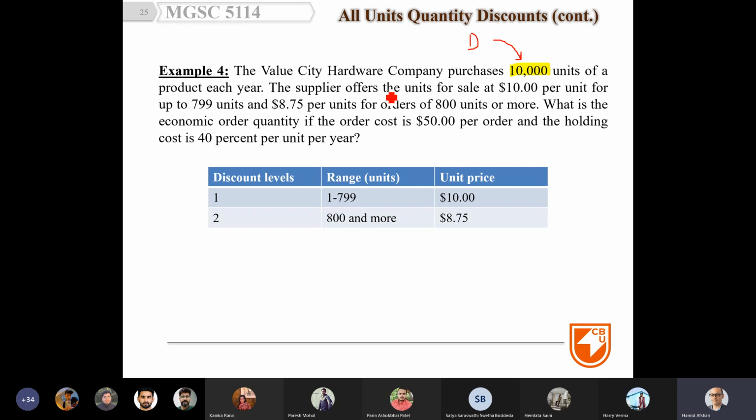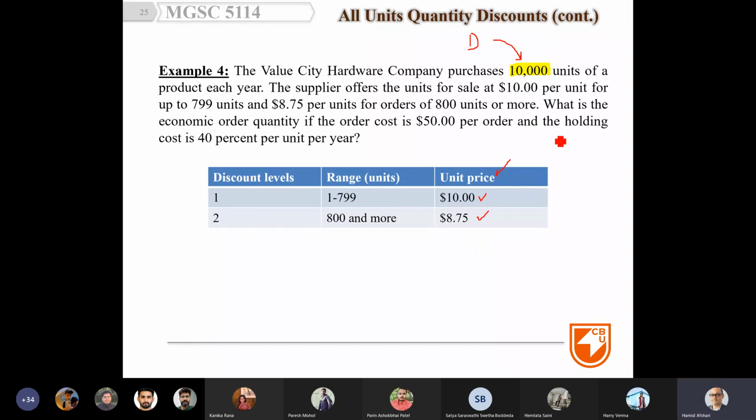The supplier offers the unit for sale at $10 per unit for up to 799 units. And as you can see here, from 1 to 799 units, how much is the unit price? $10. So for the second discount range, from 800 to any number above that, so 900, 1000, 2000, how much is the unit price? $8.75. So you see a kind of discount here.